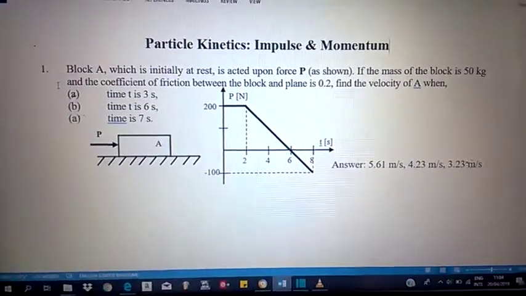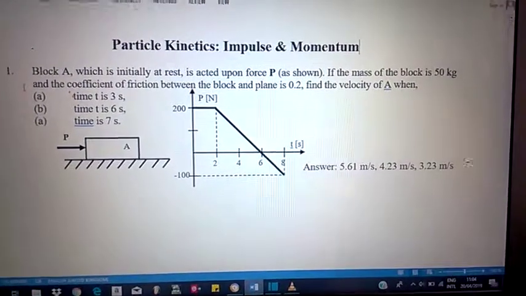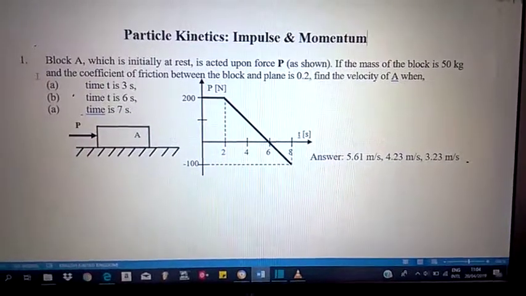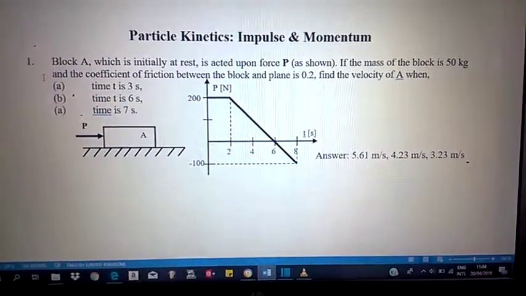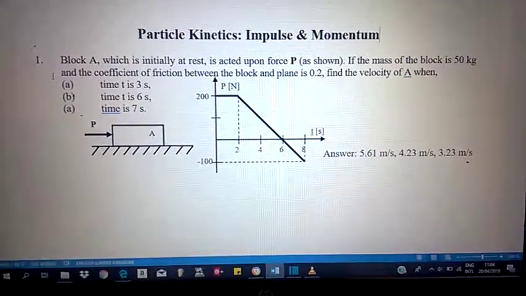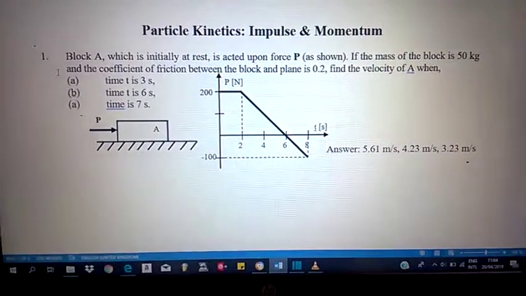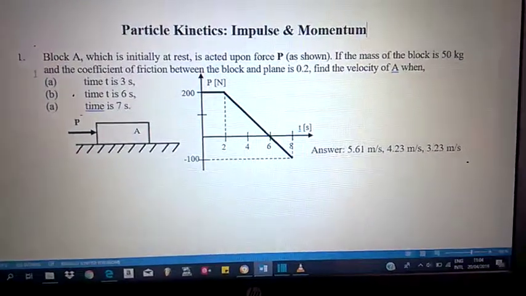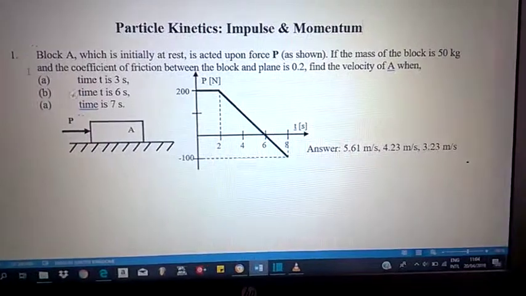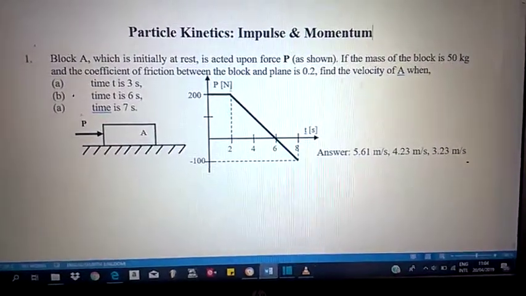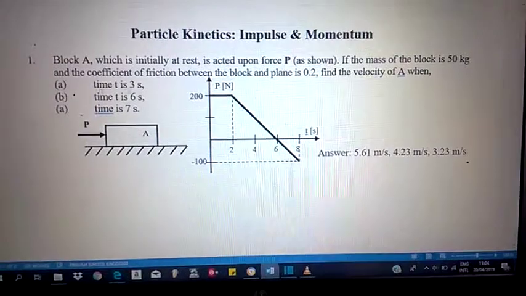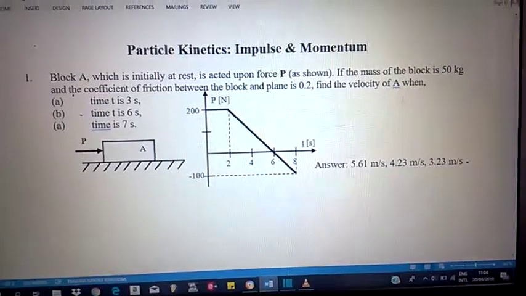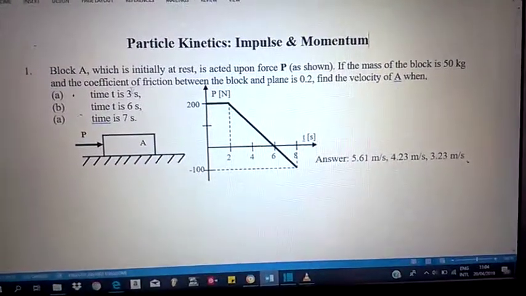So our question goes like: a block A, which is initially at rest, is acted upon by forces P as shown. If the mass of the block is 50 kg and the coefficient of friction between the block and plane is 0.2, find the velocity of A when time is 3 seconds. So we are to determine the velocity of block A when time is, of course, 3 seconds.